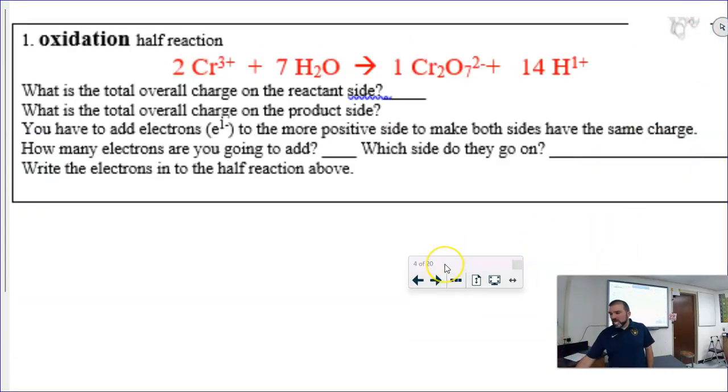I'm going to go through the first 2. I'll make a comment about number 3, and that's it. So I should be done in about probably 5 minutes. Here we go. Number 1, oxidation half reaction.